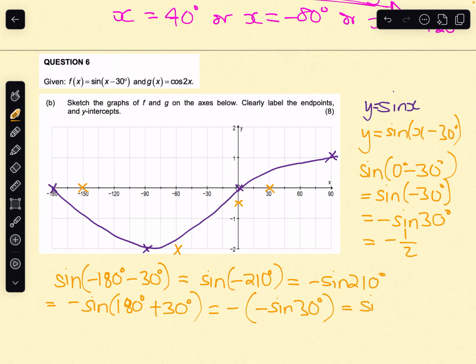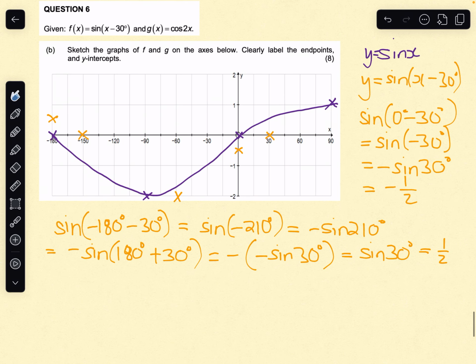So this would be the same as positive sine 30, which is a half. So our one endpoint would be there at negative 180 and a half. And then for the other endpoint, which occurs when x is 90, let's work that out. So the y coordinate there would be sine of 90 minus 30, which is sine of 60, and from our knowledge of special angles, this is root 3 over 2.